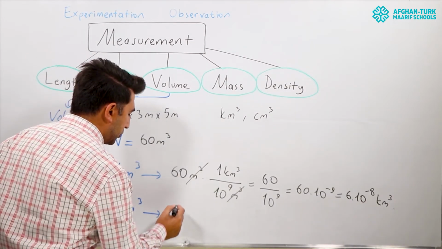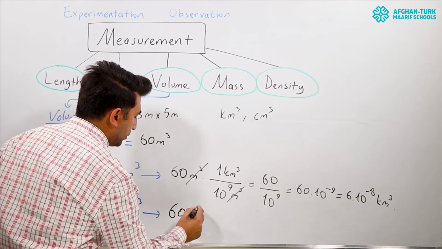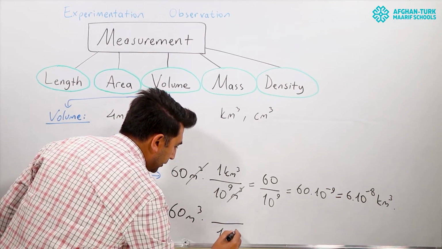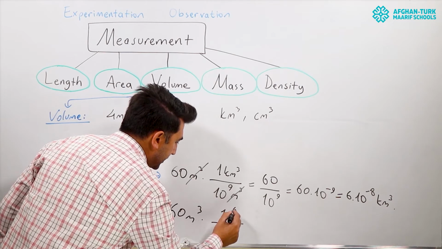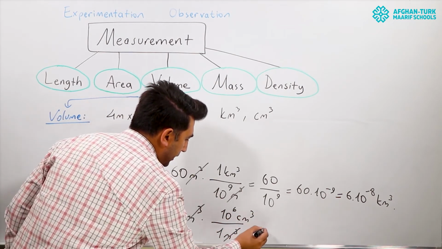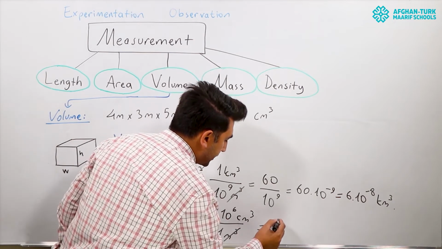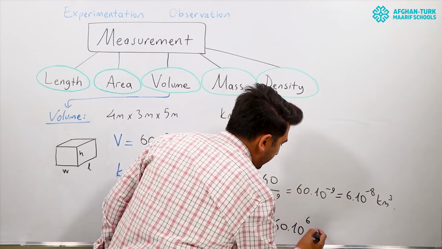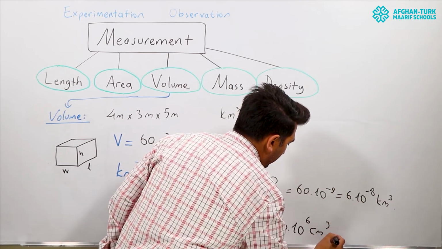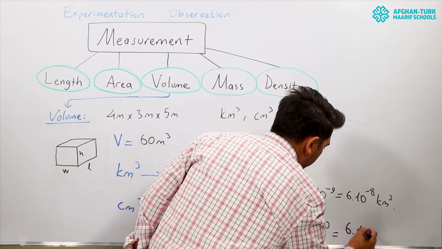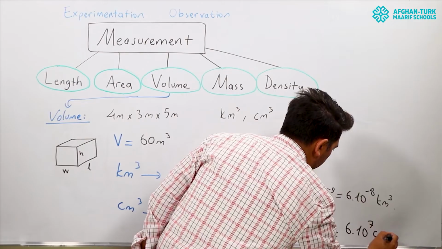How about centimeter cube? 60 meter cube times 1 meter cube is equal to 10 to the power of 6 centimeter cube. I cancel out meter cube, and that will be equal to 60 times 10 to the power of 6 centimeter cube. Or we can write it like 6 times 10 to the power of 7 centimeter cube.